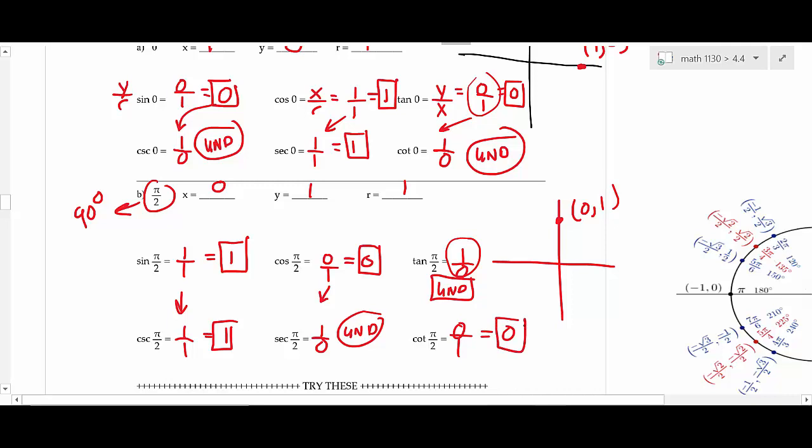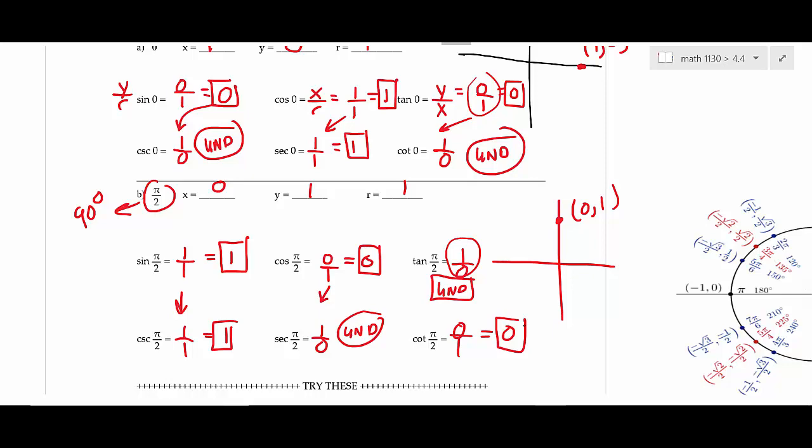Now there's a pattern to this stuff when you do this. If you notice the answers we got, there were 2 undefineds at 0, there were 2 undefineds at 90, right? There were 2 zeros, and there were 2 1s. Okay, that's the way it works out. You always have 2 of each.